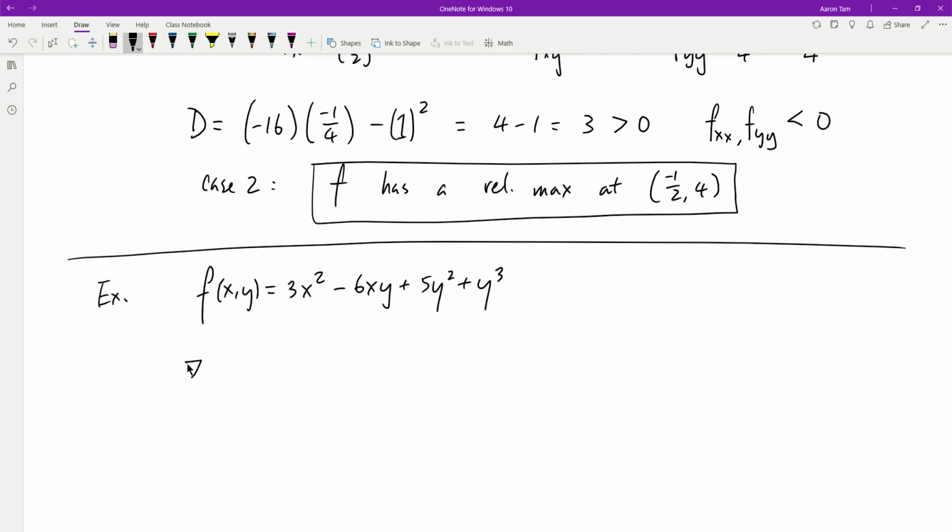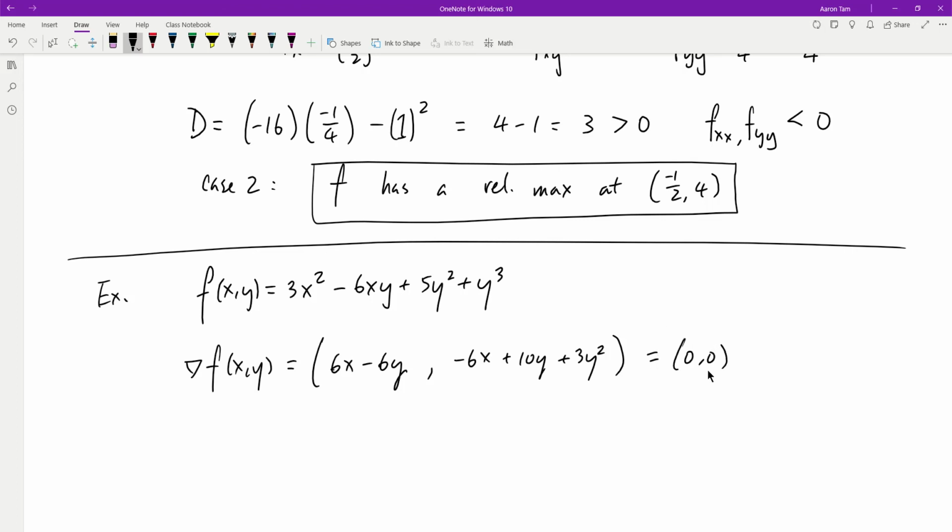So once again, let's go and do our gradient of f of x y. That would be, let's see, 6x minus 6y, and then negative 6x plus 10y plus 3y squared. And we're going to set that equal to the zero vector, which is 0, 0. Let's go ahead and solve for it. So 6x minus 6y equal to 0, and negative 6x plus 10y plus 3y squared equal to 0.